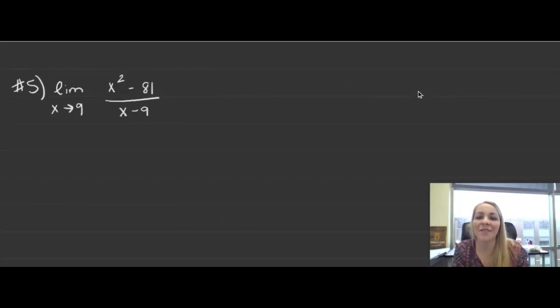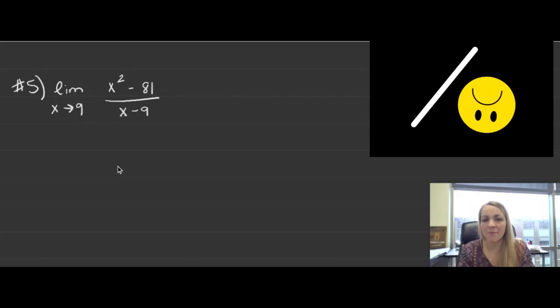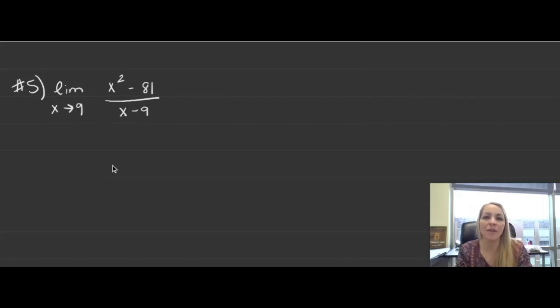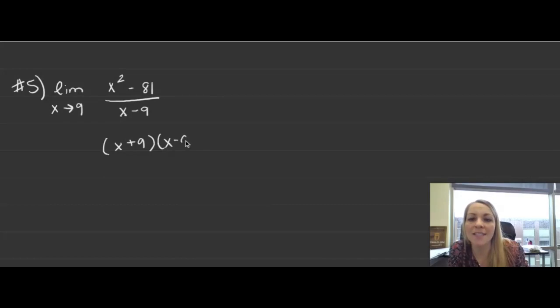Question number 5. All right, so first thing I'm going to do, try to plug that 9 in. 9 minus 9, 0. I can't have 0 in the denominator. So think about the strategies we have. Can I factor it? Well, this right here is called a difference of squares. Since this is a perfect square, this is a perfect square, and this is a difference. It's a subtraction. So this factors to x plus 9 times the quantity x minus 9.